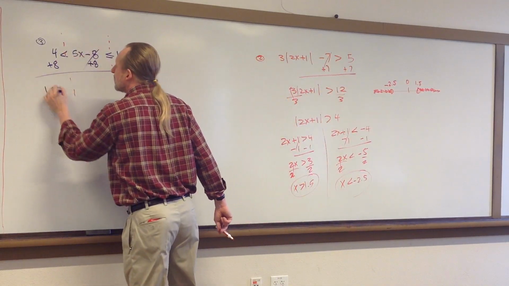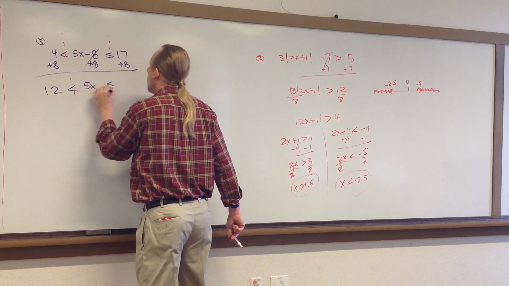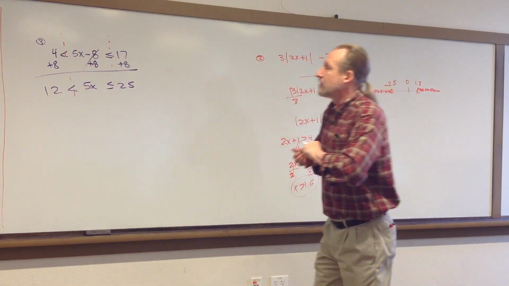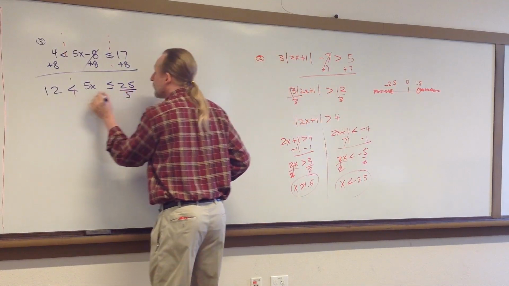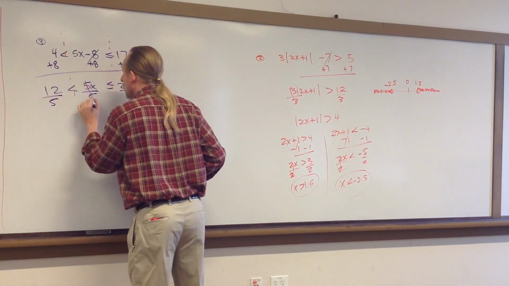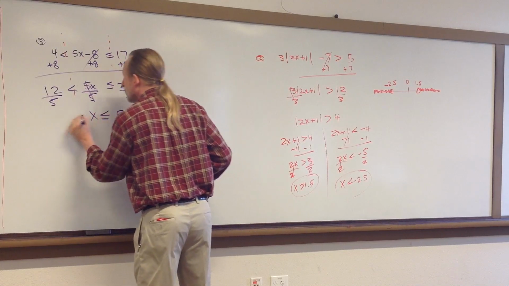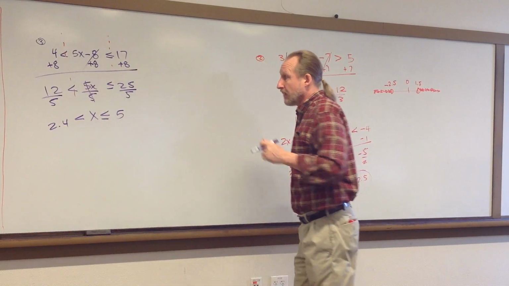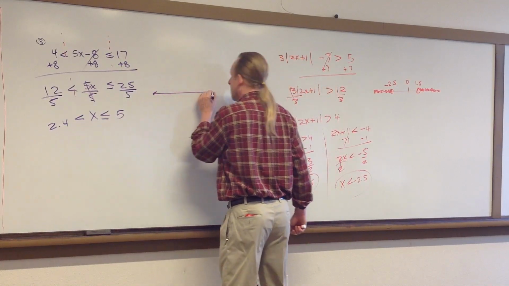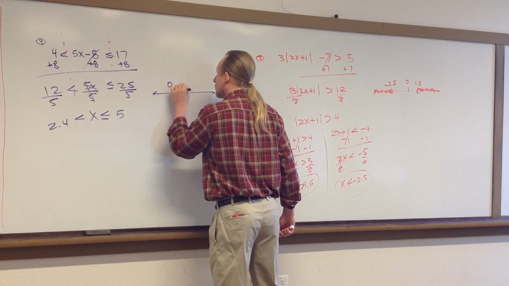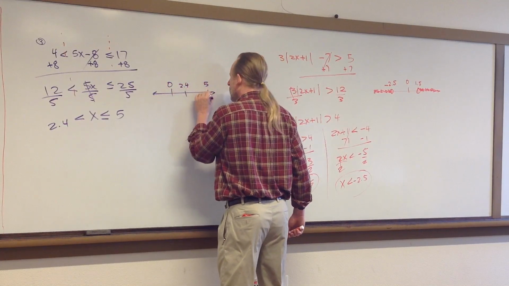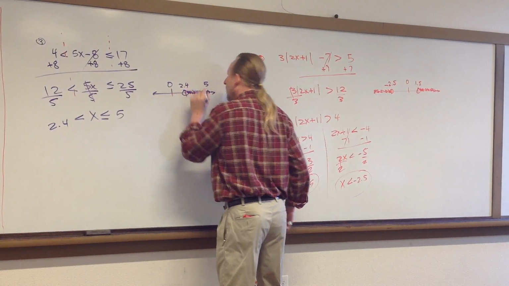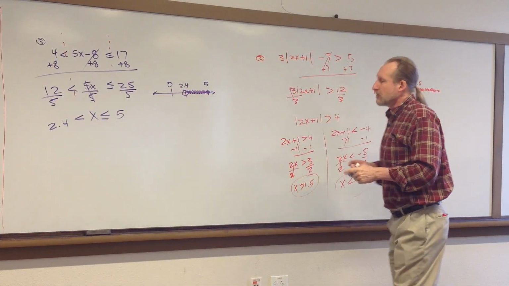So these cancel out. This will be 12. And over here, 25. And so then all we have to do is divide, again, in all 3 places by 5. So we get x less than or equal to 5, but greater than, looks like 2.4 there. And then we want to put this on the number line. So this one gets shaded in. That's an open circle. And we want all those numbers in between them.